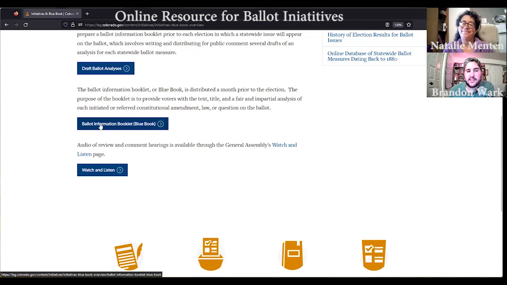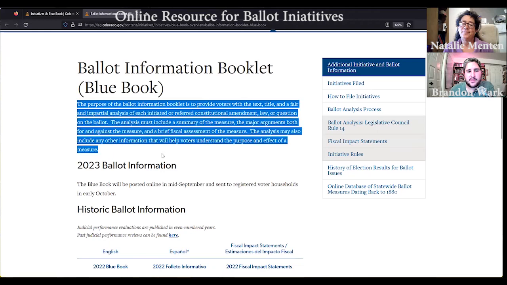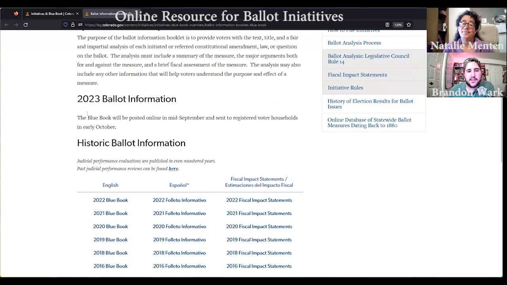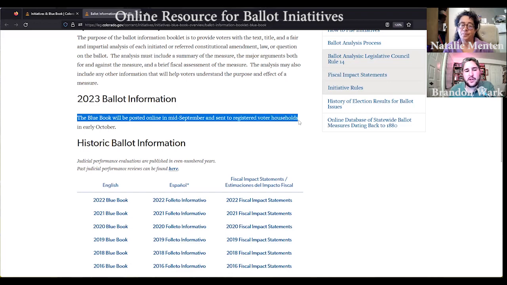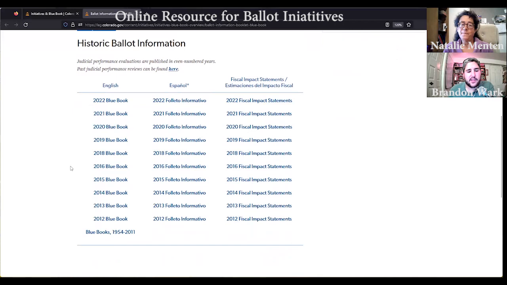So let's go ahead and click into this ballot information booklet, the Blue Book page. As we see a little description here at the top, the Blue Book will be posted online in mid-September and sent to registered voter households in early October. So you can go back and look at the Blue Books from all the way from 1954 till now. Really a great resource to see what was on the ballot, how it was presented to voters.